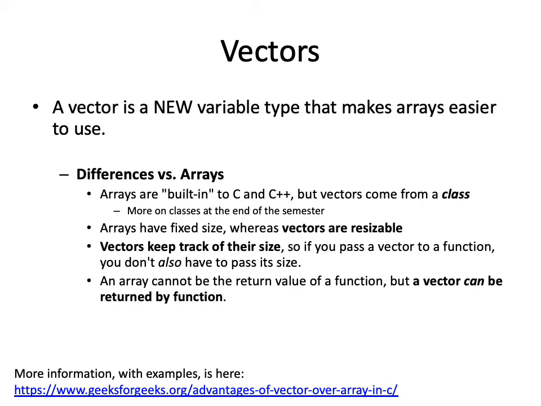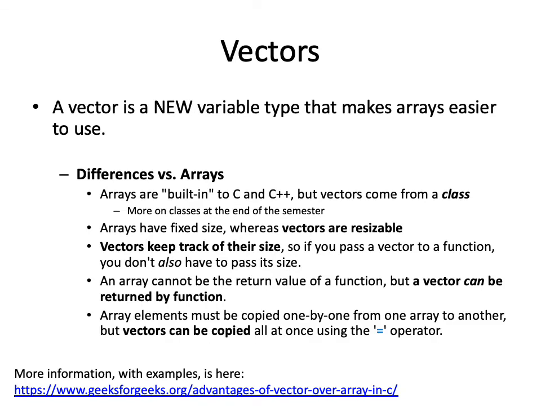So that's also cool. Array elements, if you're going to copy from one array to another, you have to copy each element of the array one by one. Vectors, on the other hand, you can copy all of the values at once using the equals operator. Now under the hood, as we'll see in a few slides, it's also doing the copying for us, but this allows us to use some simpler notation to make our code look a lot cleaner.